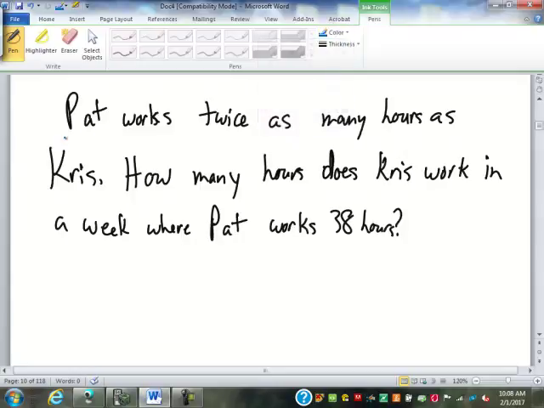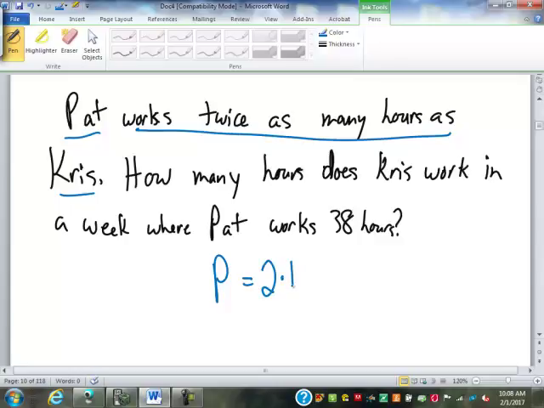So again, Pat works twice as many hours as Chris. That's our formula right there. So P equals 2 times Chris, so 2 times K. A lot of people struggle with these when they say one is twice. People want to multiply Pat by 2. It's not Pat that's multiplied by 2. Pat is twice as much as Chris. So it's Chris that has to be multiplied by 2 to get Pat's.